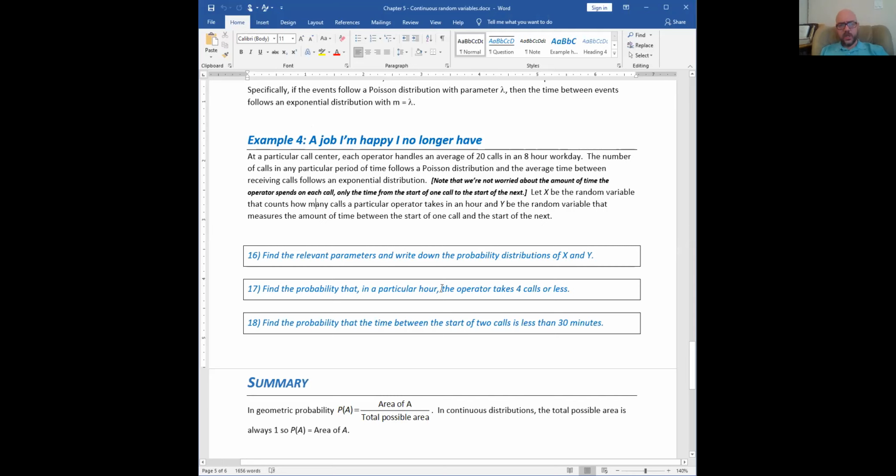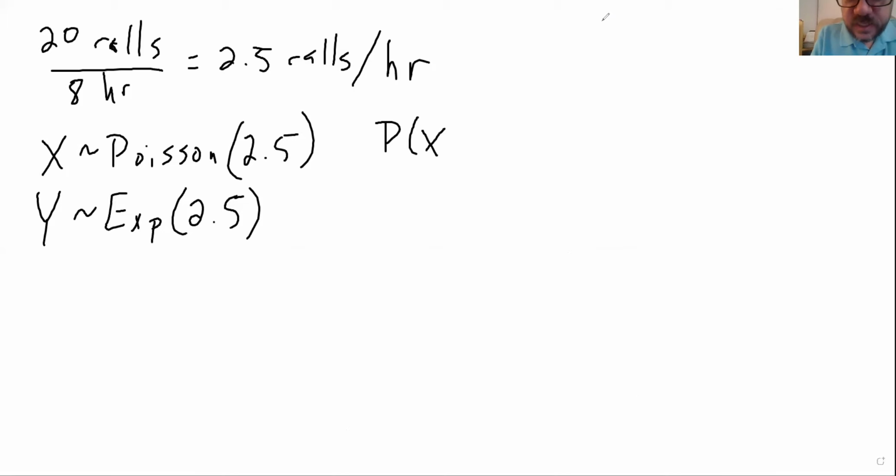Find the probability that in a particular hour, the operator takes 4 calls or fewer. That word should definitely be fewer. Sorry, that's not great grammar there. Notice that we are counting the number of calls here. So that is x, right? X is counting the number of calls in an hour. Let's go to the whiteboard. I can say the probability that x is less than or equal to 4, 4 calls or fewer, equals, well, I'm going to use my calculator. I'm going to use Poisson CDF of 4, where lambda is 2.5.